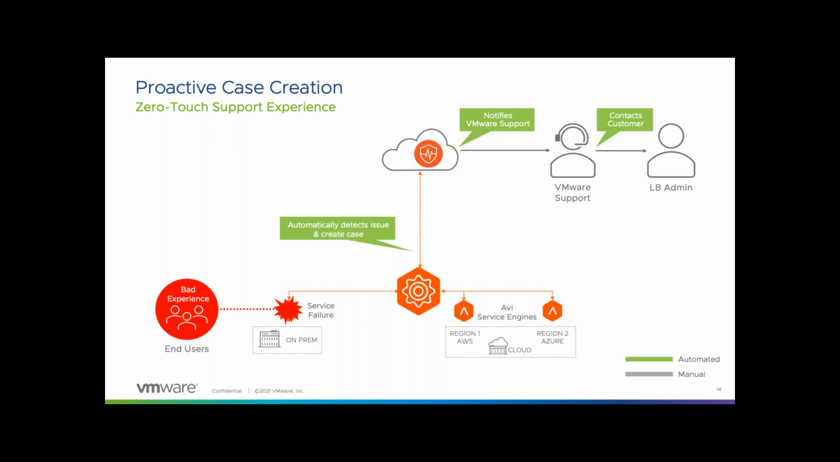And customers can implement their own alerts based on metrics, based on events, which dictate their critical KPIs, and that can be fed into the system. So it's not just SE down, but any perceived issue that a customer feels like deserves a support case can be made to fit into this workflow easily.